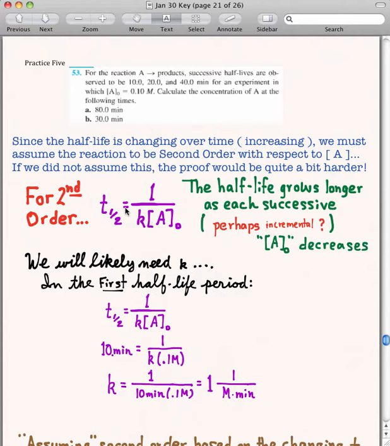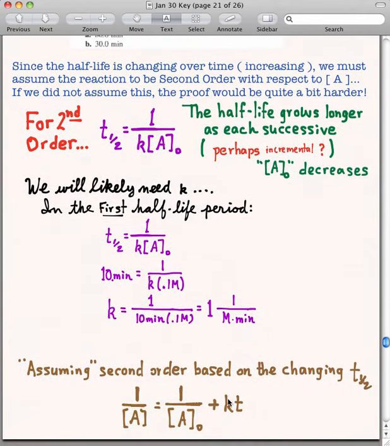This is weird, but you can prove it to yourself easily by looking at the integrated second order equation and then taking the concentration at a particular time to be half the original. But don't remember this, I would say. It's kind of weird, but it's good to think about the half-life increasing for second order reactions. And in any case, if I start with 0.1 molar and it took 10 minutes to cut in half, then that would mean my constant is 1 over molarity minutes.